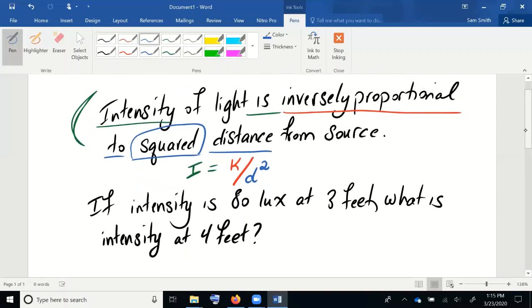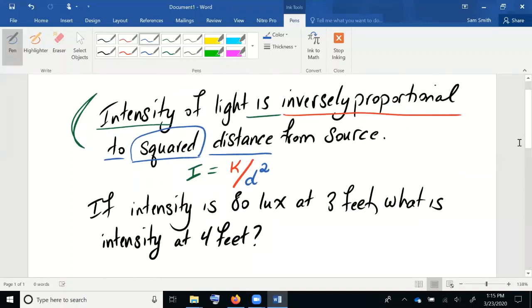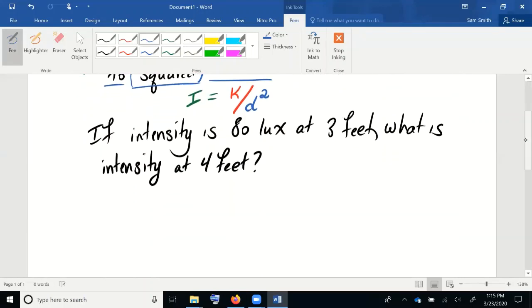Now that, I think, is the hardest part: translating the statement that you were given in plain English into an equation. But now let's go ahead and use that to answer this question. If the intensity is 80 lux at a distance of 3 feet, what's the intensity at a distance of 4 feet? So let's go into our equation, and step 1 is always to find K.